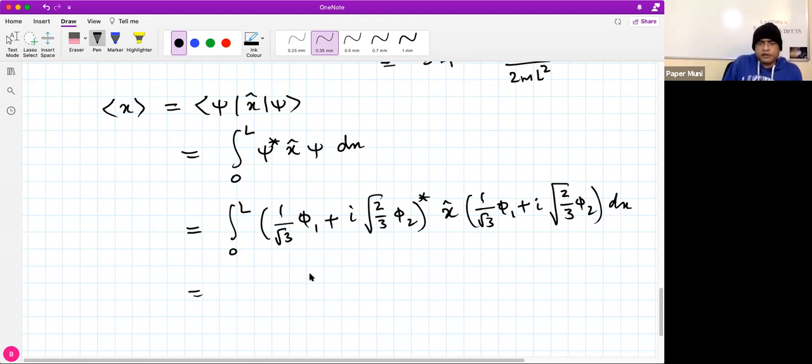So in this case, what will you do now? You can just see how many terms you're getting. It will be phi 1 with phi 1. Now these are real functions, so we can just keep them as they are, just that this sign will change.